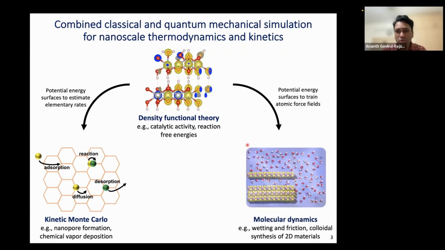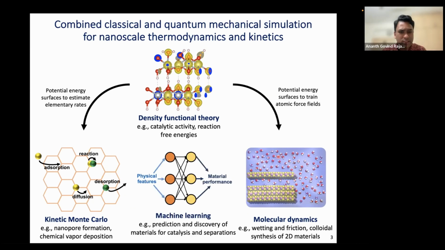The other way we try to use DFT is to train atomic force fields, and then, by performing molecular dynamics simulations, understand phenomena like wetting, friction, colloidal interactions between 2D flakes, and so on. And a recent thrust in our group has been the use of physically motivated features to distill the performance of a material or of a nanopore into its properties through the use of machine learning, which could be useful in the prediction and discovery of materials for catalysis and separations.